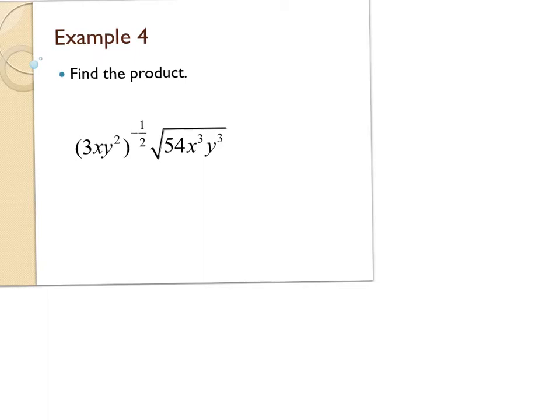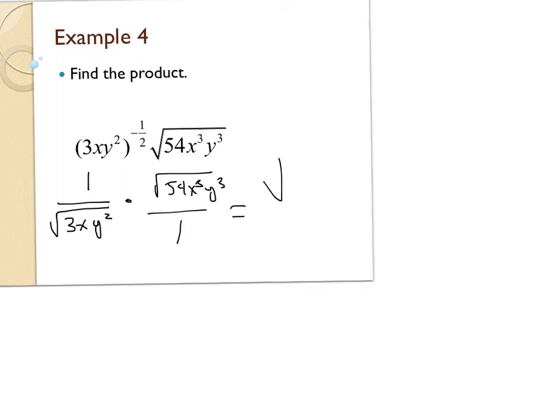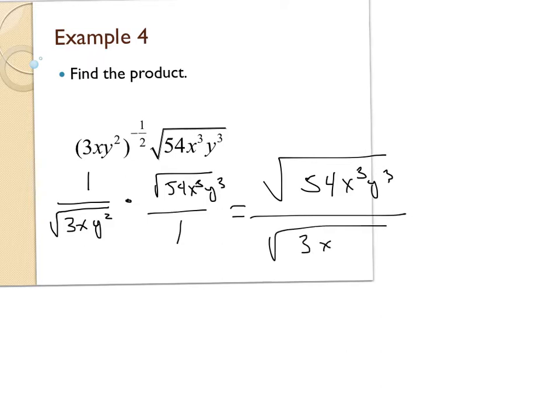so this is actually going to be 1 over the square root of 3x y squared times the square root of 54x cubed y cubed all over 1. And we just multiply like we would fractions. So let me go ahead and write this out here. And now we can actually reduce.